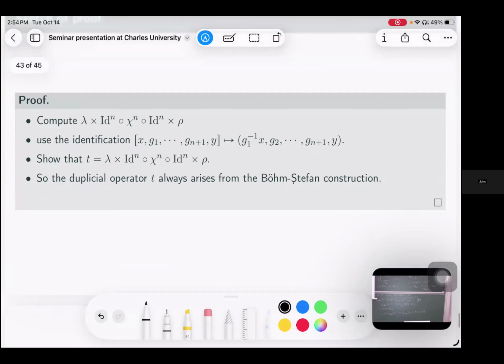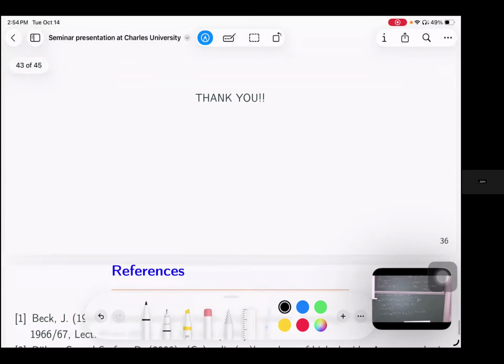So just as a sketch of the proof, one has to compute this, use the identification that I mentioned, and then one must show that T is indeed equal to these composites. So this, in a nutshell, means that the differential operator T always arises from the Bohm-Ștefan construction.